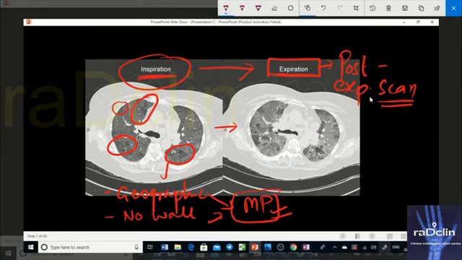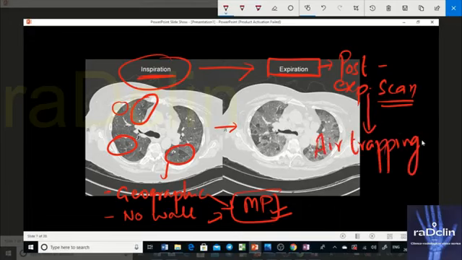And at this particular post expiratory scan, the terminology that I use is simply what? Air trapping. I do not use mosaic perfusion here. The word air trapping is used at this point, and mosaic perfusion is used here.